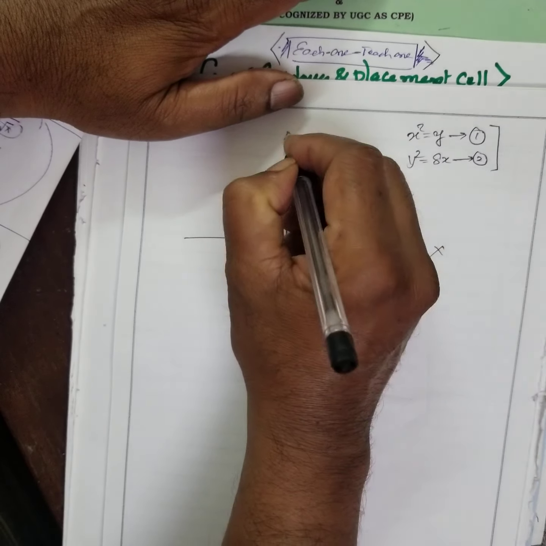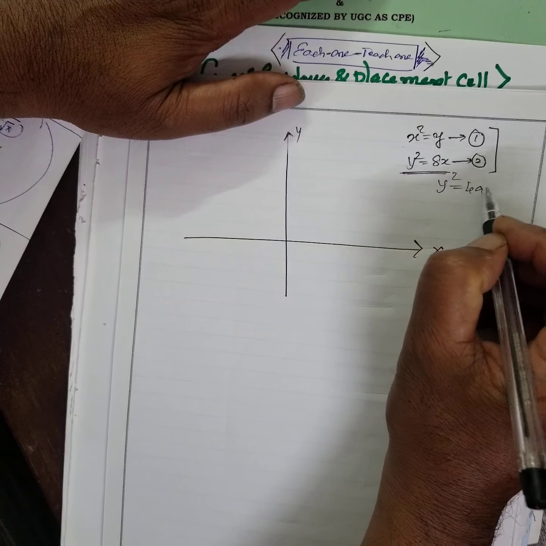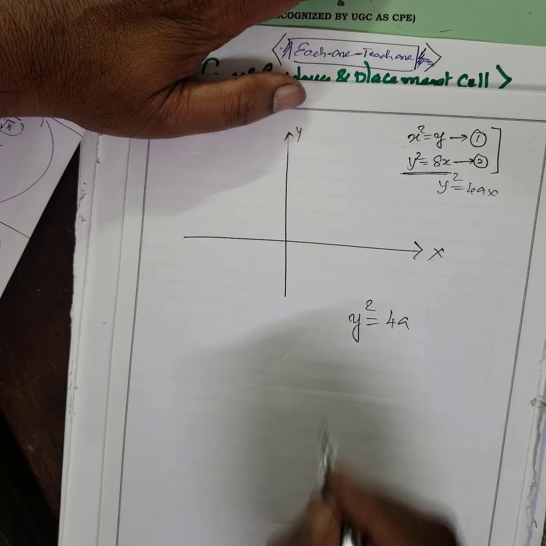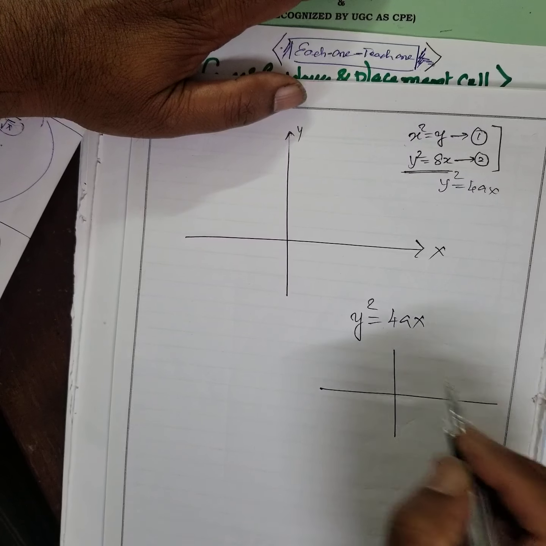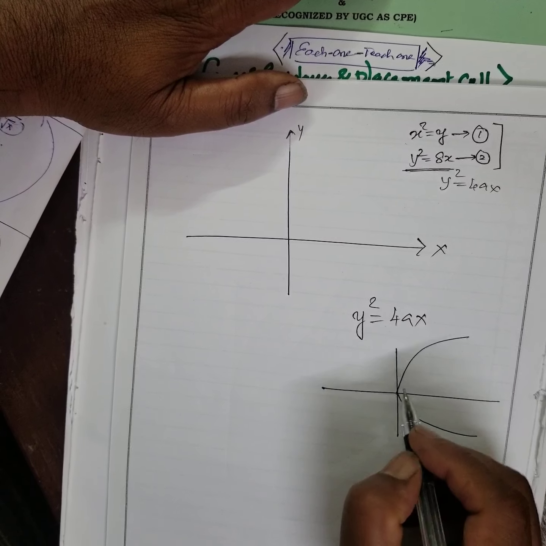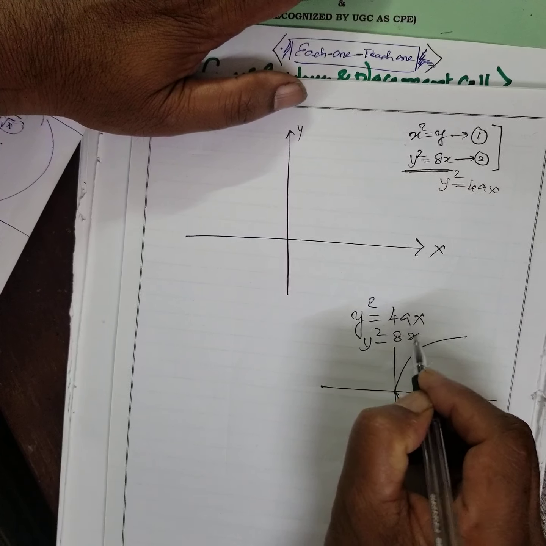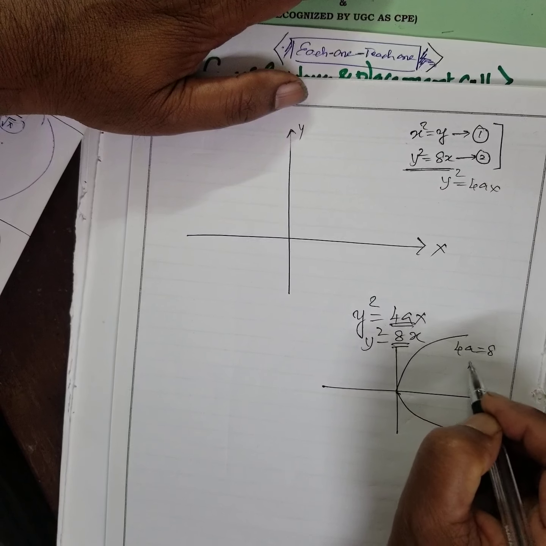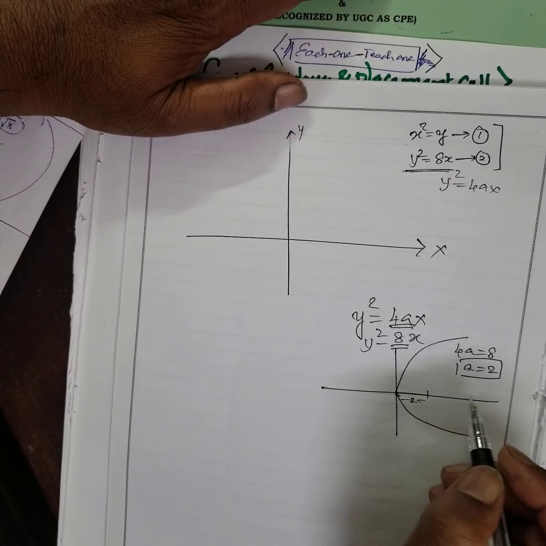See, this is the x-axis and this is the y-axis. First, how it looks here, this looks like y square is equal to 4ax. Here y square is equal to 8x, therefore 4a is equal to 8. Therefore, a will be what? 2. Can you follow? a is equal to 2 in this case.